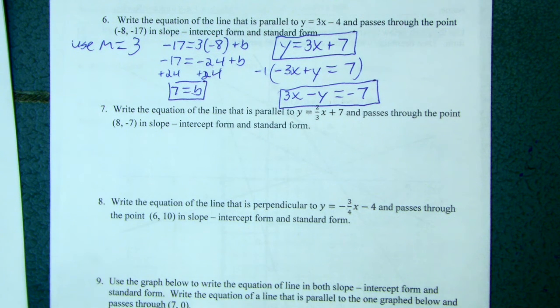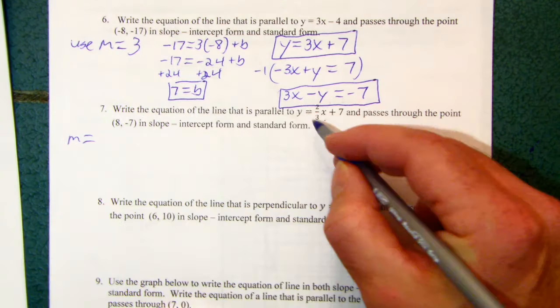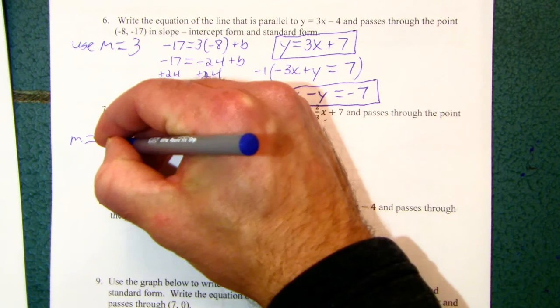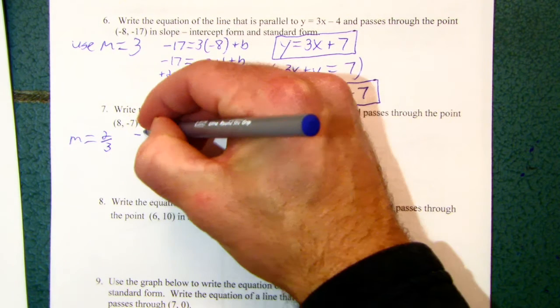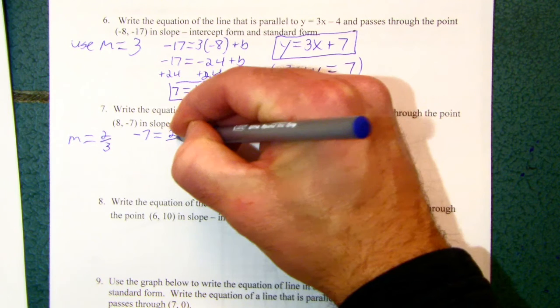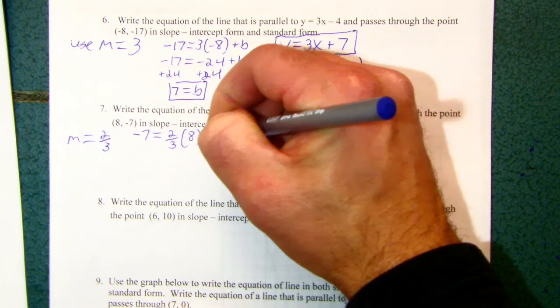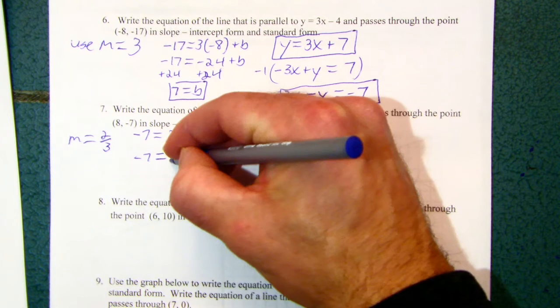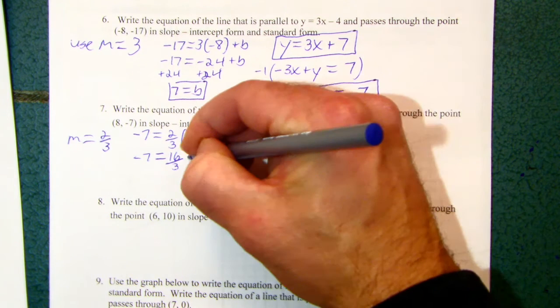All right, next up, same kind of deal here, except that our slope's a fraction. We want it parallel to y equals 2/3 x plus 7 and passes through the point 8, negative 7. So again, we're going to use slope 2/3. So we got negative 7 equals 2/3 times 8 plus b. So negative 7 equals 16/3 plus b.